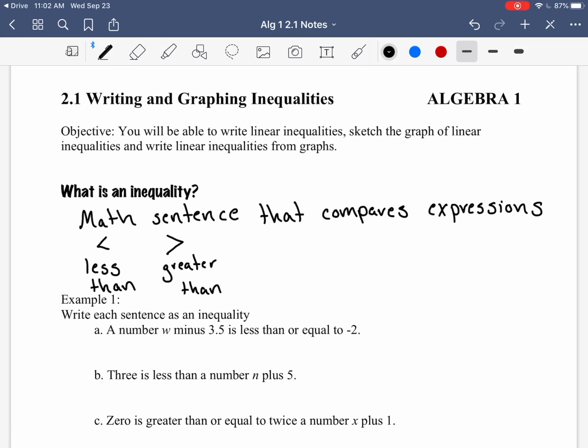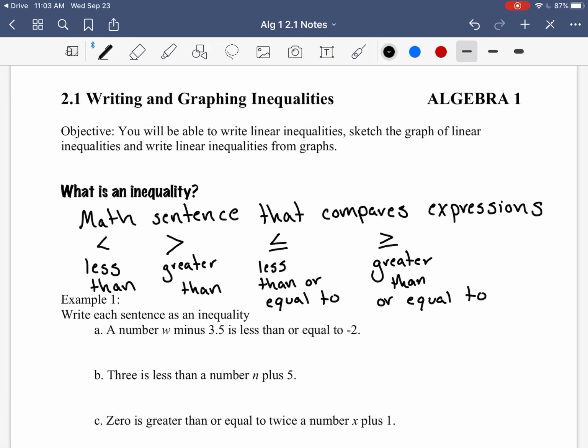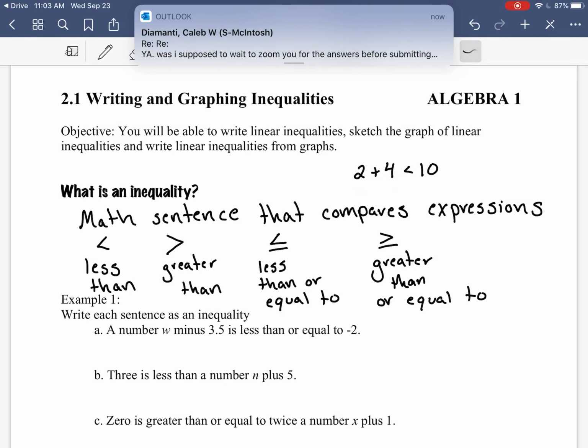So this is a greater than symbol. But then we also have less than or equal to. It has another line below it, meaning it's smaller or equal to it. And then we have our greater than or equal to. So an inequality is a math sentence that compares expressions. For example, here is an inequality: 2 plus 4 is less than 10. Well, 2 plus 4 here is 6. 6 is less than 10, so that is comparing.